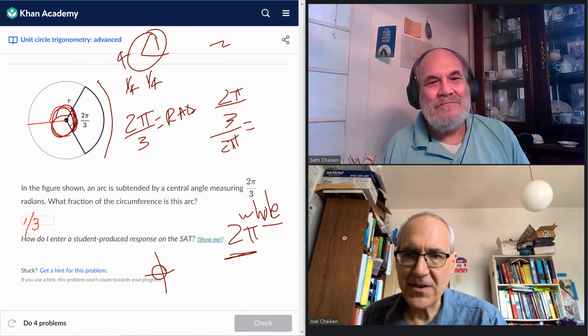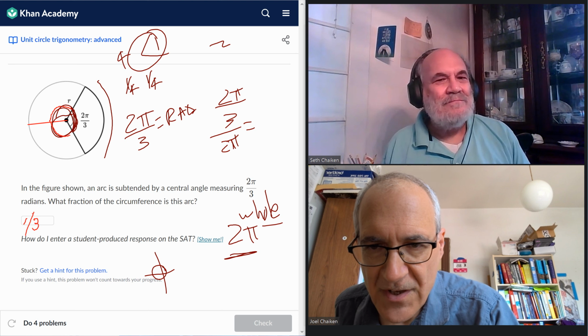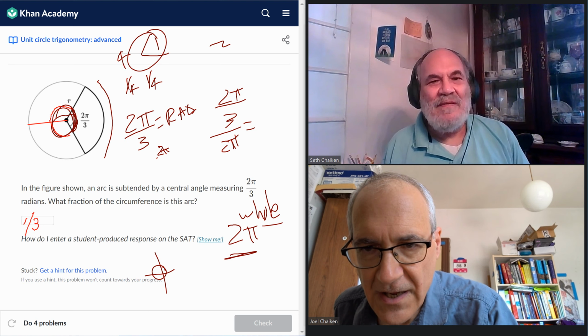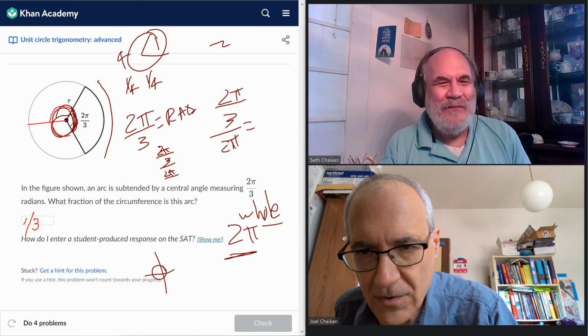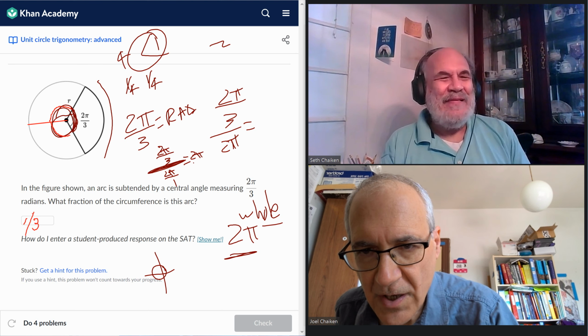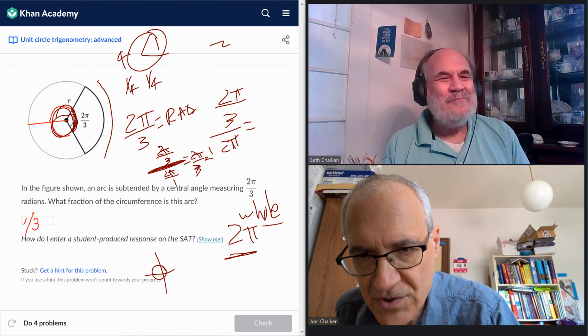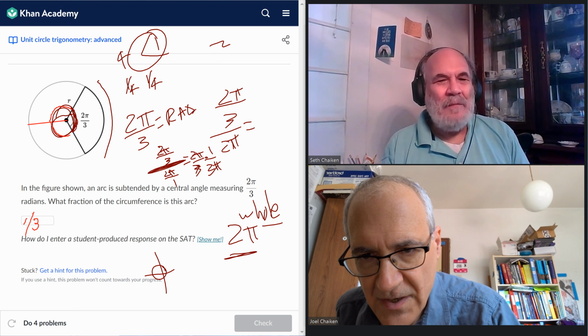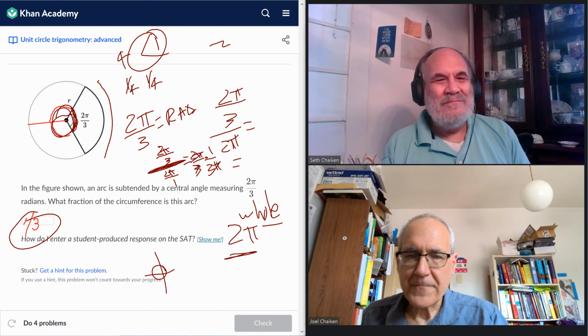Now, this is a complex fraction. So it's 2 pi over 3 divided by 2 pi over 1, which equals 2 pi over 3 times the reciprocal, which is 1 over 2 pi. The 2 pi's cancel, and you get 1/3.